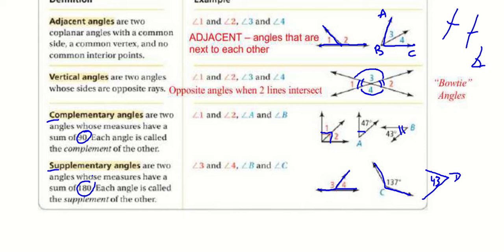Now I name an angle by using either one letter, if it's the only angle there. So for example, I could call this angle C here because it's the only angle C.